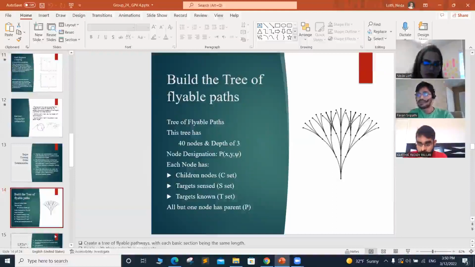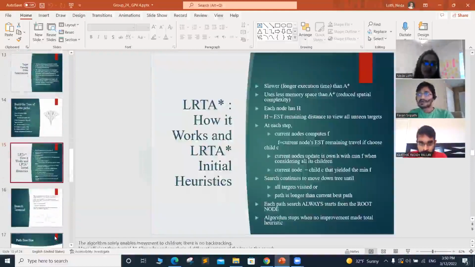So the next slide deals with LRTA star, how it works, and also the initial heuristic. Learning real time A star is much slower than A star, and it uses less memory space than A star, and each node has an H.